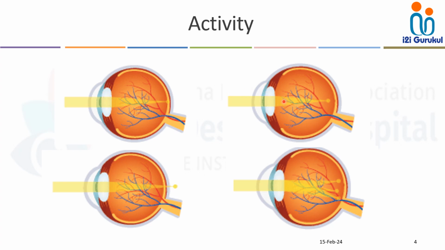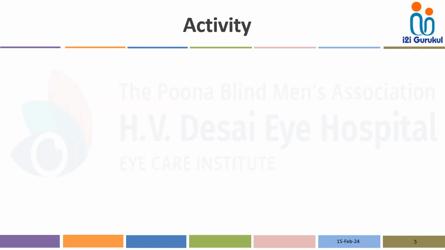So what about the second? The rays of light are focused in front of the retina. What is that condition? In the third image, the rays of light are focused behind the retina, and the fourth one has multiple focal points. So these are the different refractive conditions of the eye. So can you imagine what is the condition of the second image? So we will go through one by one. What is the correct answer?